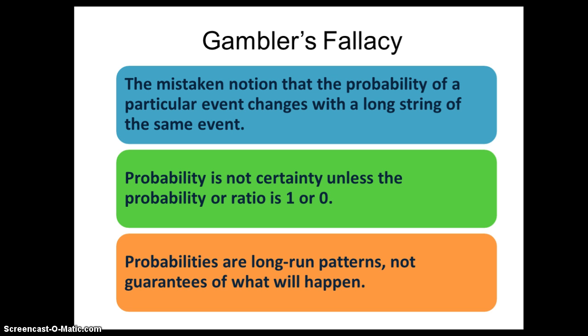Okay. Probability is also not certainty unless the probability or ratio is 1 or 0. 1 means it's definitely going to happen, and 0 means it's never going to happen. Those are your only 2 options. So there's no certainty with probability. It's just that the likelihood of a particular event changes. The closer it gets to 0, the less likely it is, and the closer it gets to 1, the more likely it is.